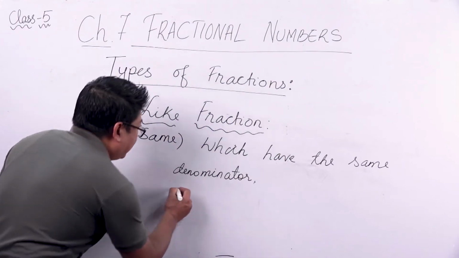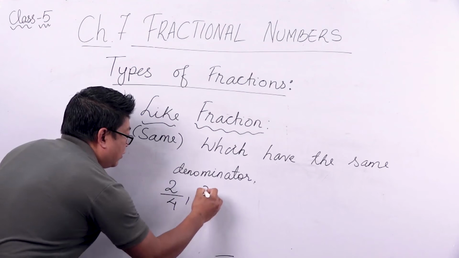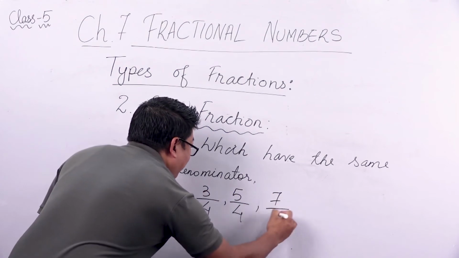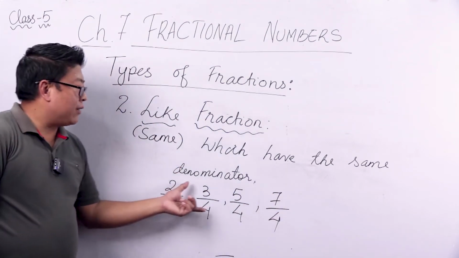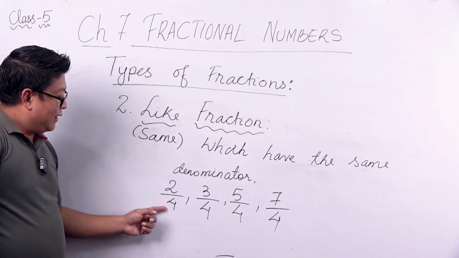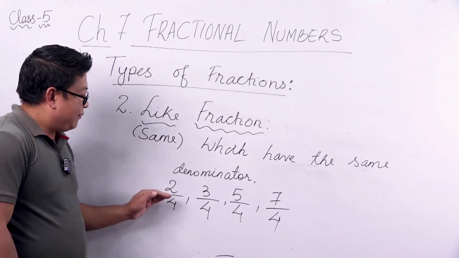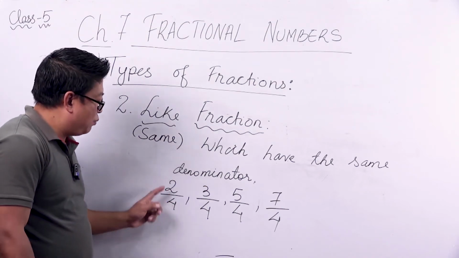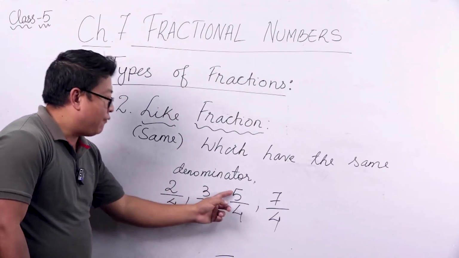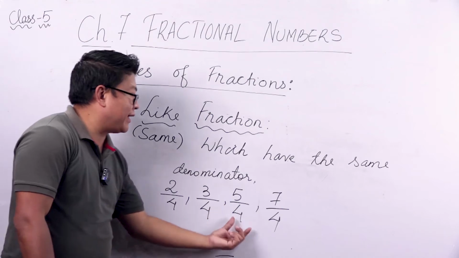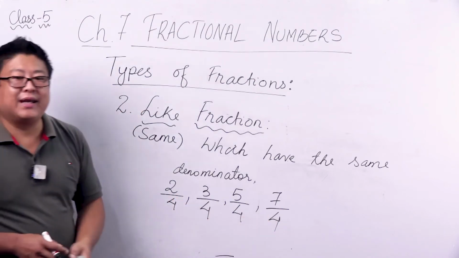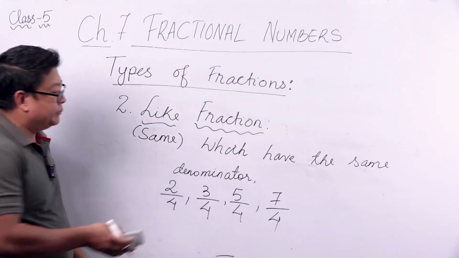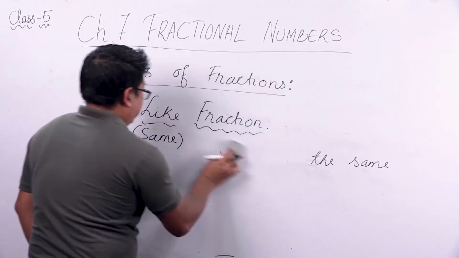So here, if I write 2 by 4, 3 by 4, 5 by 4, 7 by 4. If you look at all these fractions here, you see that 4 is common. That means this 4 is always below the line. So you have 2 by 4. 4 is below, 3 by 4, 5 by 4, 7 by 4. So all these 4s are below the line. So we can say that these are all like fractions. Okay? Let's look at the next.